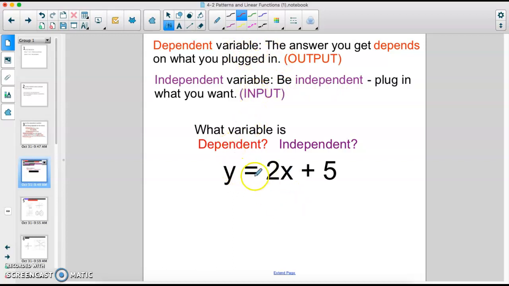So in our equation, which one is the dependent variable? Which one's independent? Your y is always your dependent variable, and your x is your independent. Okay, you can plug in whatever number you want for x, and it'll spit out an answer, right? And what y is, you have no control over it. That's dictated by whatever number you put in here, right?